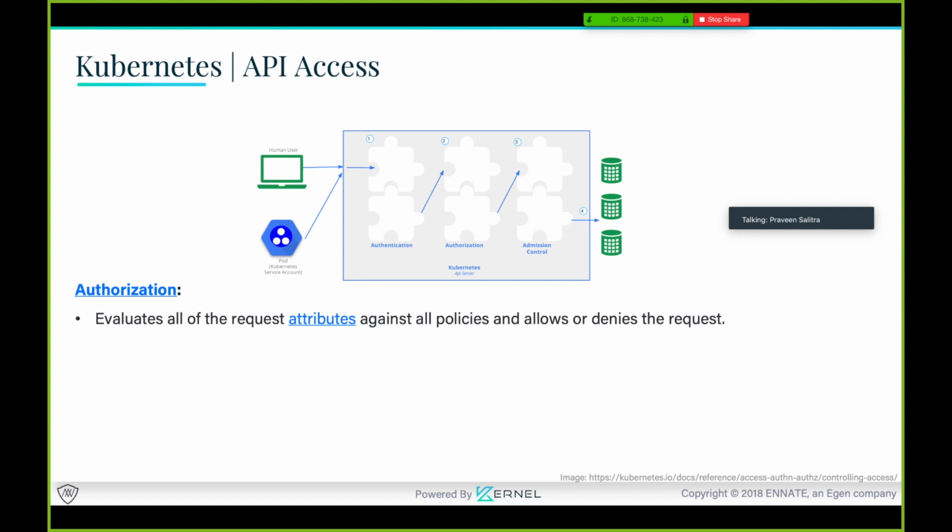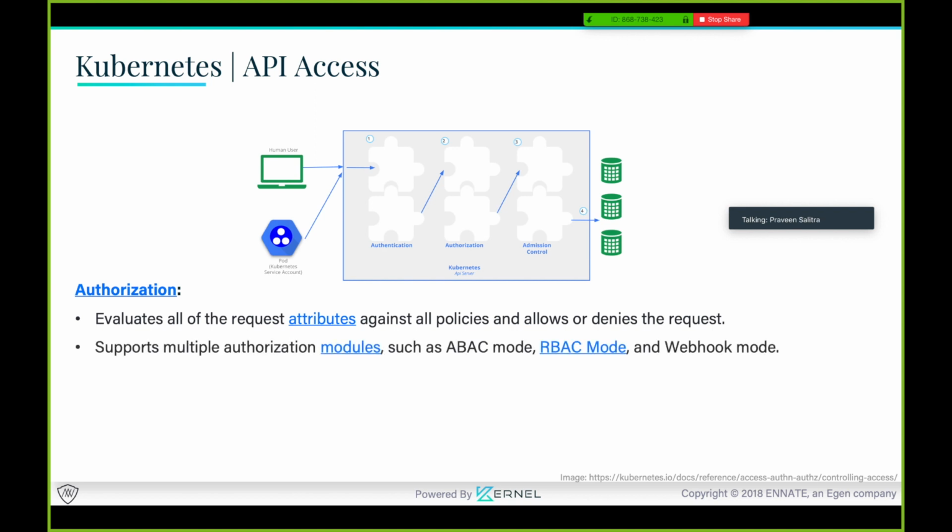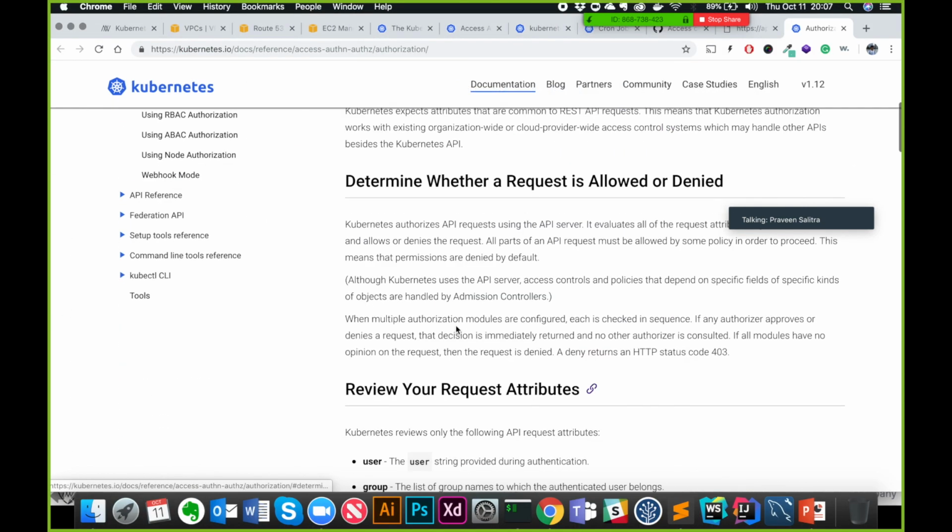Maybe you are trying to access pods in a specific namespace. Are you allowed to access pods in that namespace? Yes or no. If you are not, it will be sent as 401 or 403. There are multiple authorization modules here, ABAC, attribute-based access control, or RBAC, role-based access control, which is what we'll be using today. There is a webhook mode as well, and there are some default roles and other things created by default by Kubernetes. So just go and quickly understand this as well.